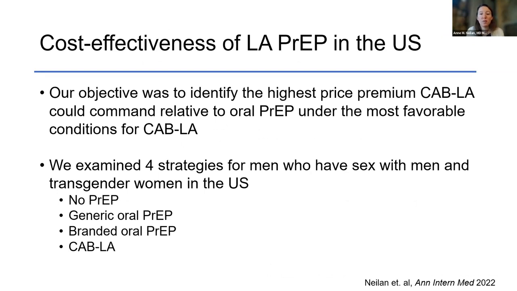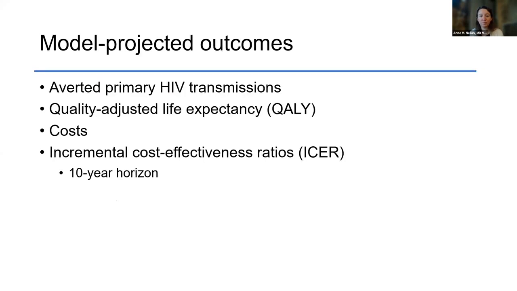We used the CPAC model to examine the cost effectiveness of long-acting HIV pre-exposure prophylaxis in the US, and our objective was to identify the highest price premium CAB-LA could command relative to oral PrEP under the most favorable conditions for LA PrEP. So in other words, what would we be willing to pay even in a best case scenario? And we examined 4 strategies for men who have sex with men and transgender women in the US: no PrEP, generic oral PrEP, branded oral PrEP, and CAB-LA. Model projected outcomes included averted primary HIV transmissions, quality adjusted life expectancy or QALYs, costs, and incremental cost effectiveness ratios. And we considered these clinical benefits and costs over a 10-year horizon.